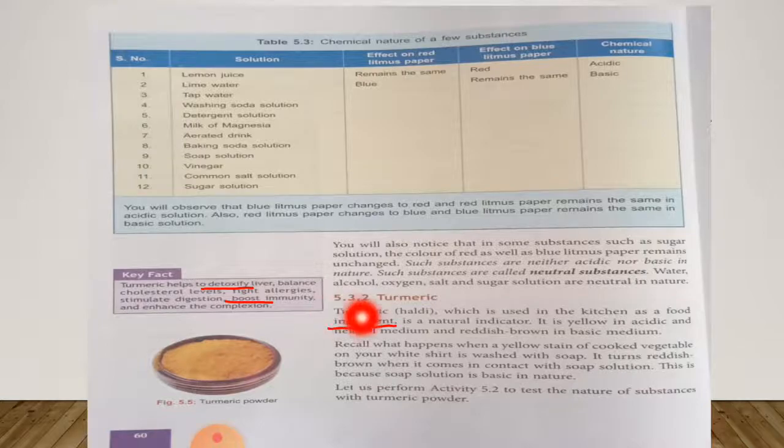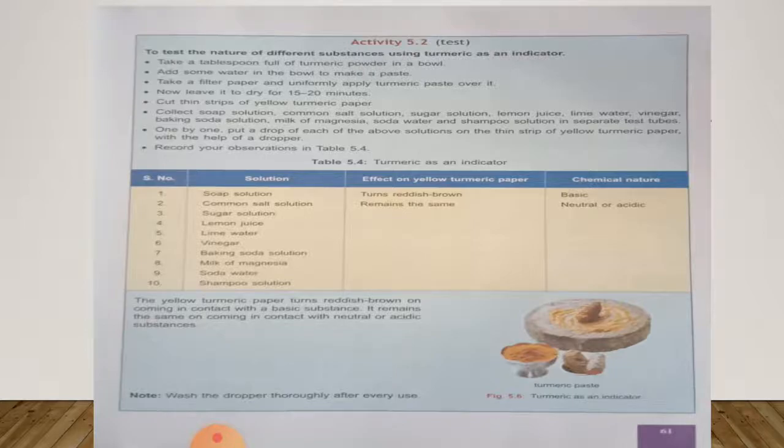Let us perform activity 5.2 to test the nature of substances with turmeric powder. So turn the page. Here you can see activity 5.2. To perform this activity, we have an objective to test the nature of different substances using turmeric as an indicator.